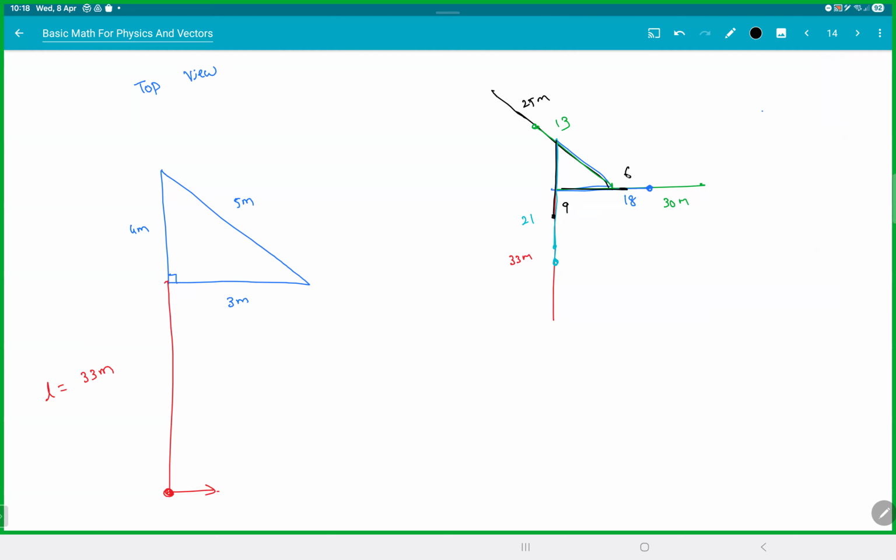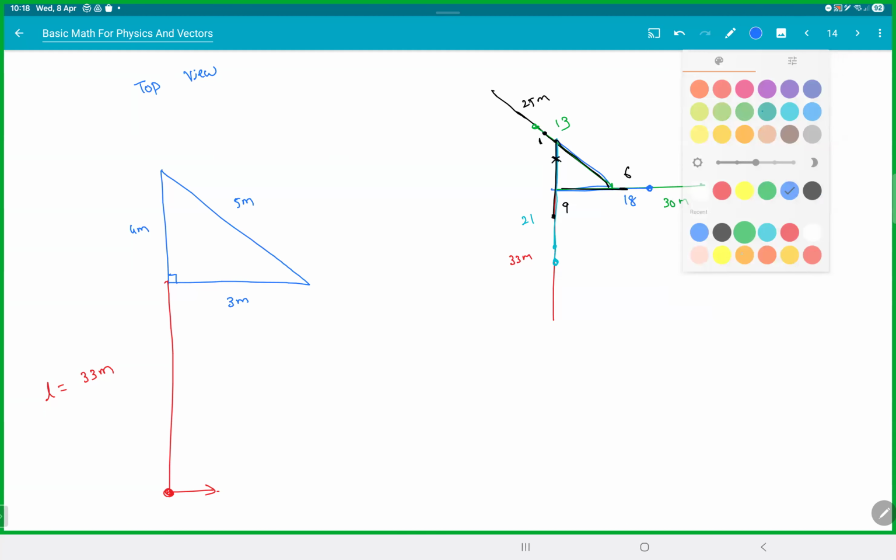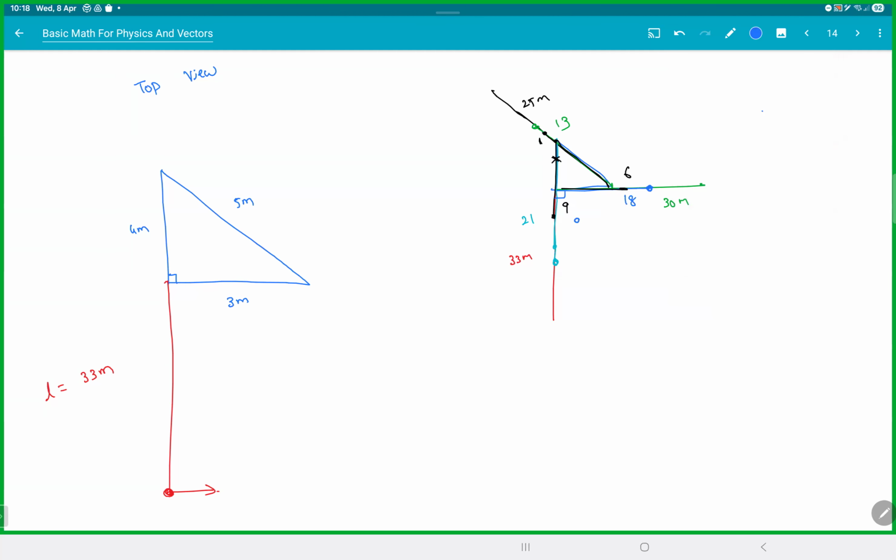9 minus 3 was 6. 6 minus this thing was 1. So finally you'll hit somewhere here, 1 meter from the top. All clear with this? Yeah, and what about the angle? Now this is a little messed up. Every time you go from here to here, you go 90 degrees. And what is this angle? This was 53. So this angle is 127.